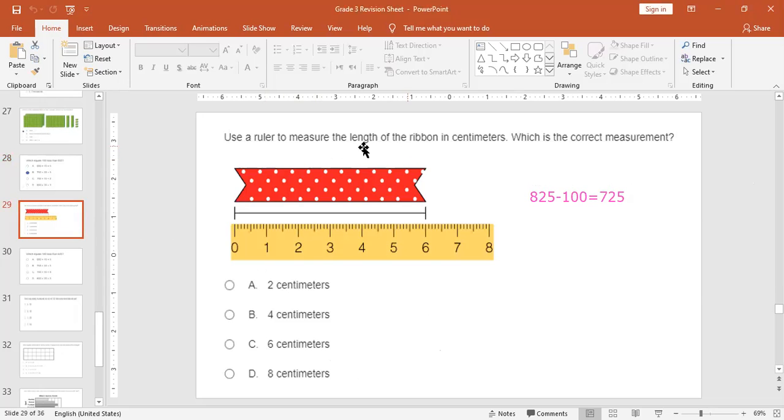Use a ruler to measure the length of the ribbon in centimeters. So the ribbon, as you see, is from 0 to 6. So it is 6 centimeters.